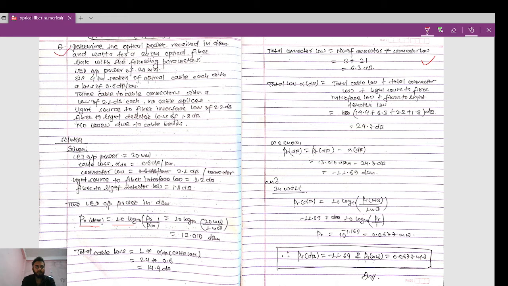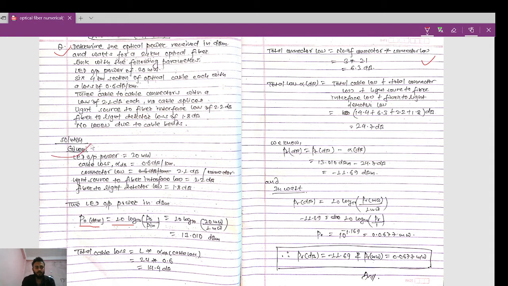In the first numerical we have: determine the optical power received in dBm and watt for a 24 kilometer optical fiber link with the following parameters. We are given an LED output power of 20 milliwatt, and six 4 kilometer sections of optical fiber each with a loss of 0.6 dB per kilometer, and 3 cable to cable connectors with a loss of 2.1 dB each and no cable splices. We are also given a light source to fiber interface loss of 2.2 dB, and fiber to light detector loss of 1.8 dB, and no other losses.